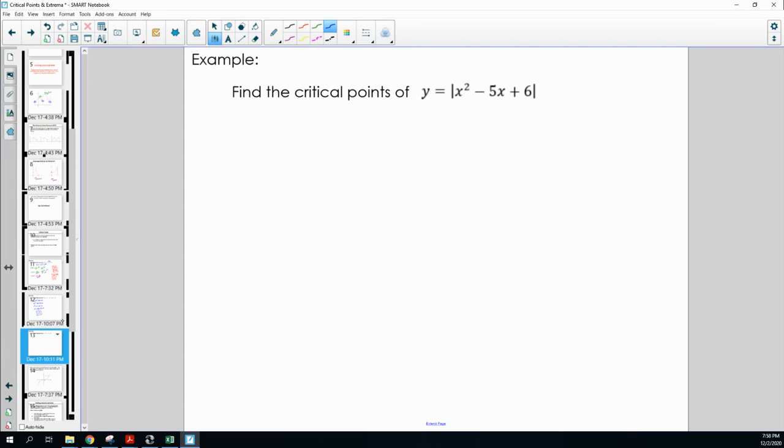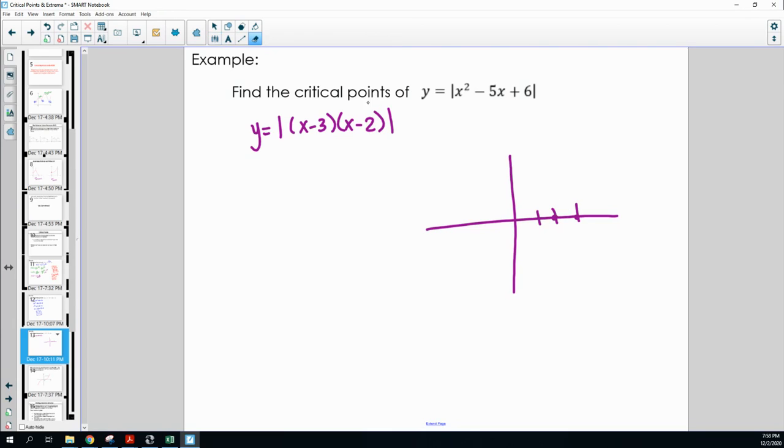Okay, so this one's a little bit different because we have absolute value going on here. So find the critical points of this. So first thing I'm going to do is I'm going to factor what I have inside. So I'm going to rewrite this as y equals the absolute value of, if I factor this, I'm going to have x minus 3 and x minus 2. So I'm going to graph this so we can kind of see what this is all about. So if I set it to 0, I have x-intercepts at 2 and at 3.